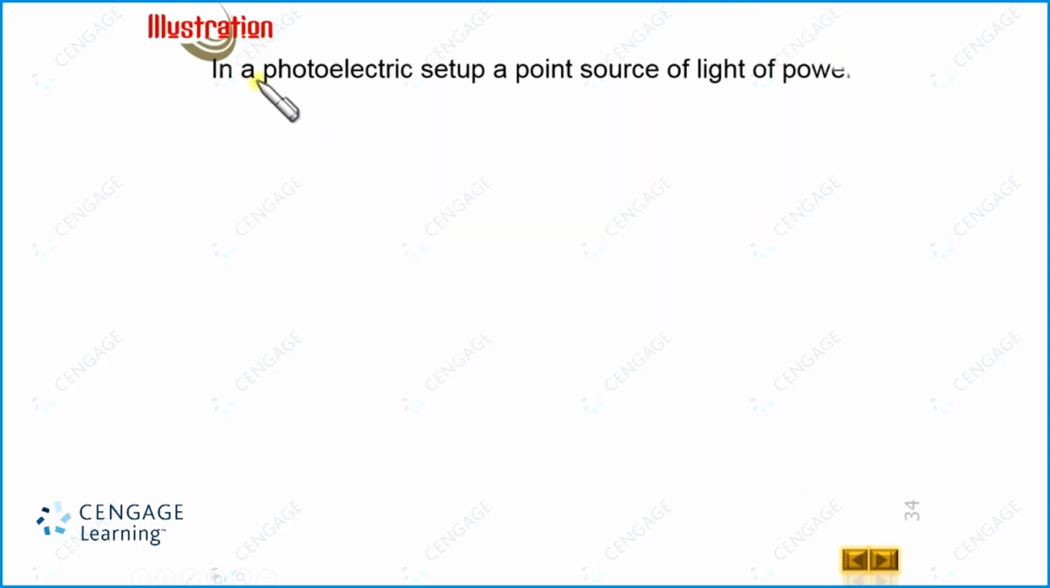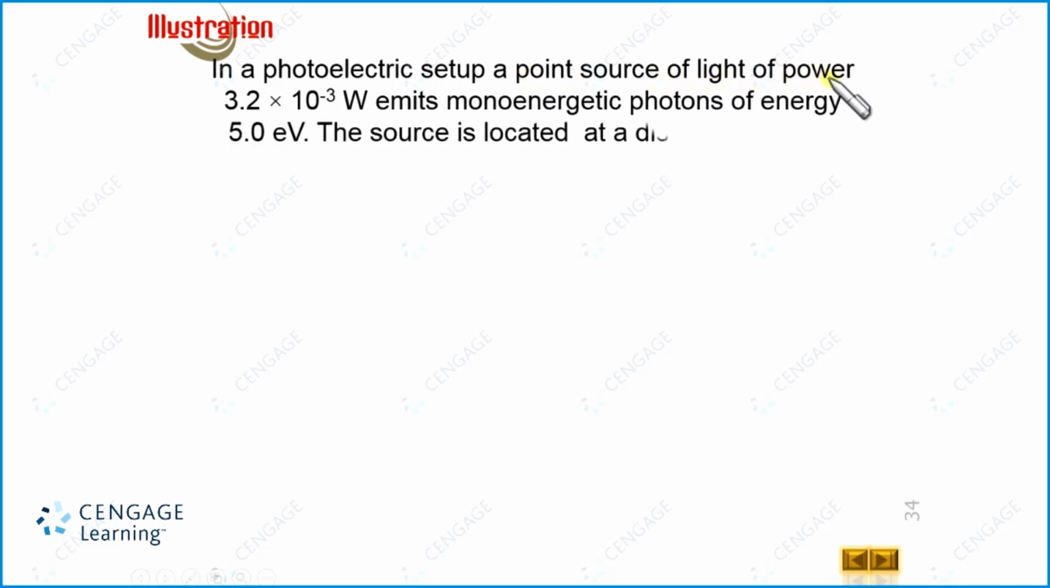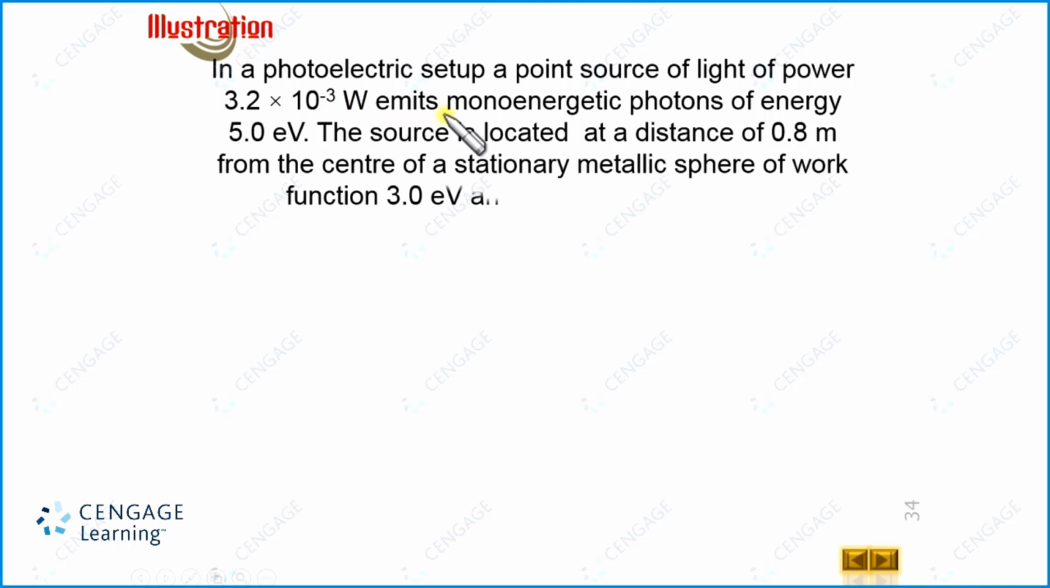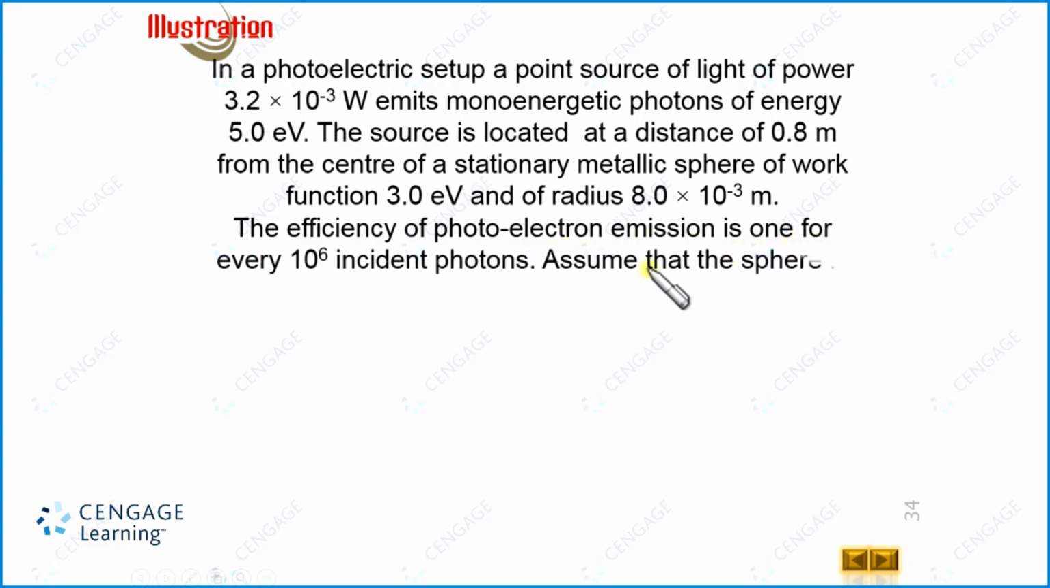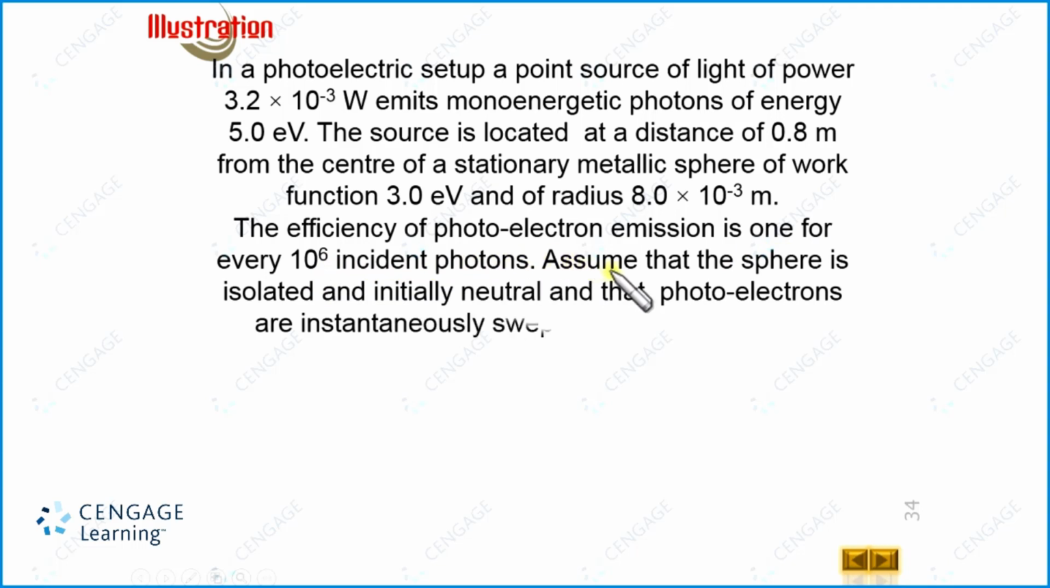The question is, in a photoelectric setup, a point source of light of power 3.2 into 10 to the power minus 3 watt emits mono-energetic photons of energy 5.0 electron volt. The source is located at a distance of 0.8 meter from the center of a stationary metallic sphere of work function 3.0 electron volt and radius 8.0 into 10 to the power minus 3 meter. The efficiency of the photoelectron emission is 1 for every 10 to the power 6 incident photons. Assume that the sphere is isolated and initially neutral and that photoelectrons are instantaneously swept away after emission.